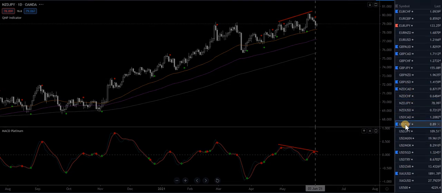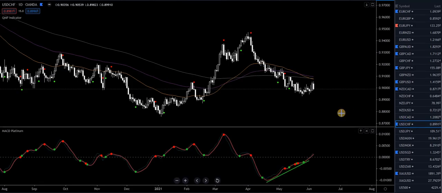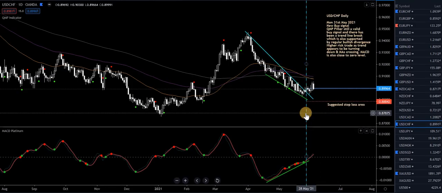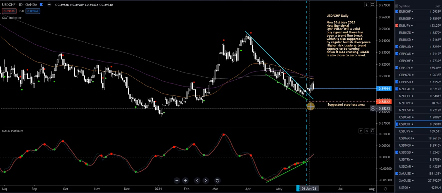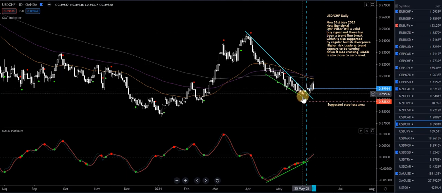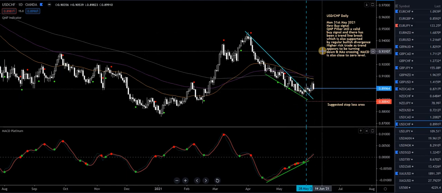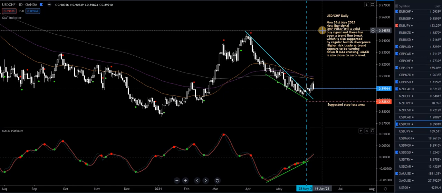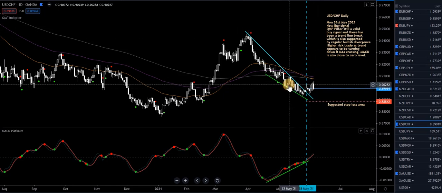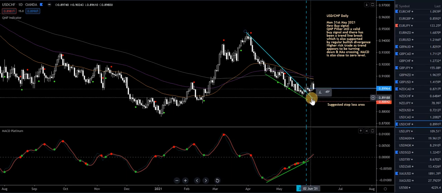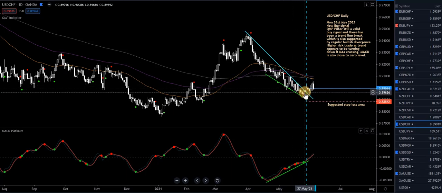What do we got? USD Swiss Franc. Let's have a look here. Took a buy trade a few days ago. You can read the notes there as usual. It was based on a trend line break. So what do we got here? We can read it. Buy signal still valid. So there's the buy signal here. There's been no sell signal, no red dot in the meantime.